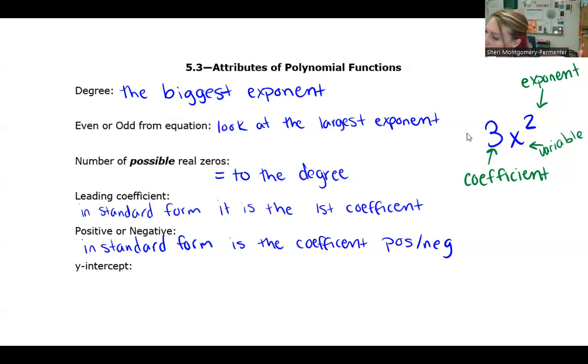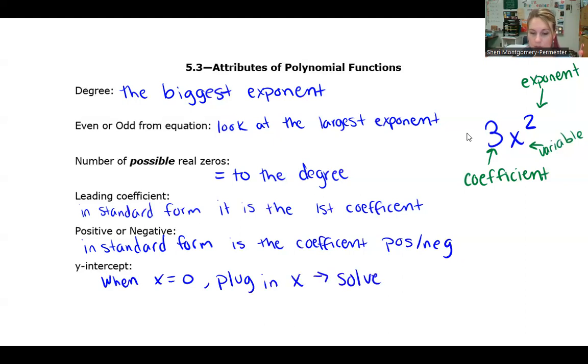The very last thing that we're going to talk about is y-intercept. And today is definitely not the first day that we have talked about a y-intercept. Y-intercept is when what is equal to 0? X, good job. The y-intercept is when x is equal to 0. So if x is equal to 0, let's plug in x, then solve for y. And with polynomials, it is pretty easy.